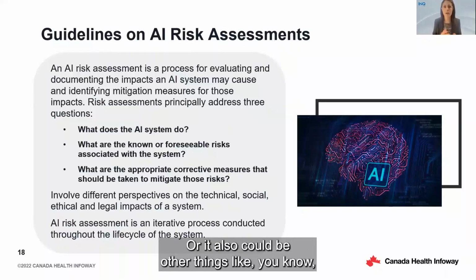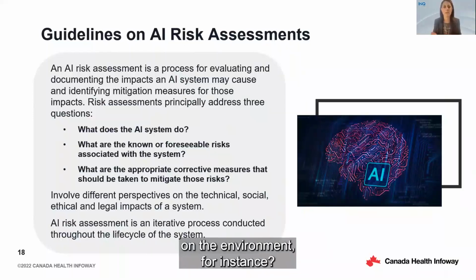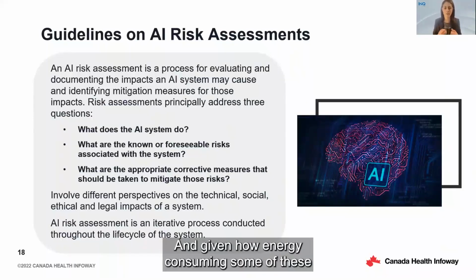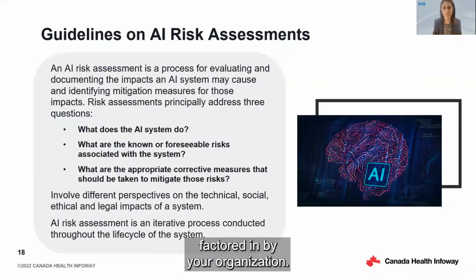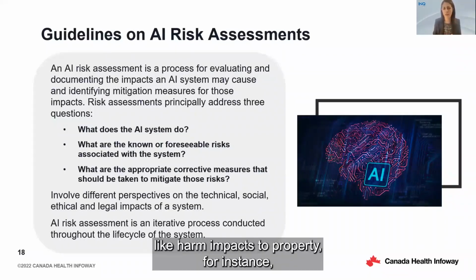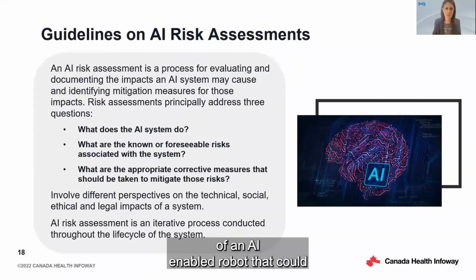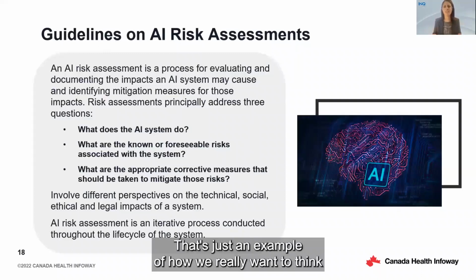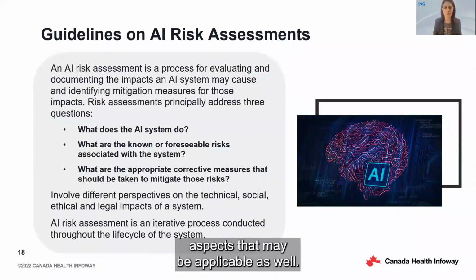Or it also could be other things, like, is the system expected to have a big impact on the environment, for instance? Given how energy consuming some of these systems are, that might be an impact that's factored in by your organization. Is it possible that there are physical harm impacts to property? For instance, if you're going to be deploying an AI-enabled robot that could potentially have an impact on property. That's just an example of how we really want to think through the impact, not just to individuals, but to other aspects that may be applicable as well.